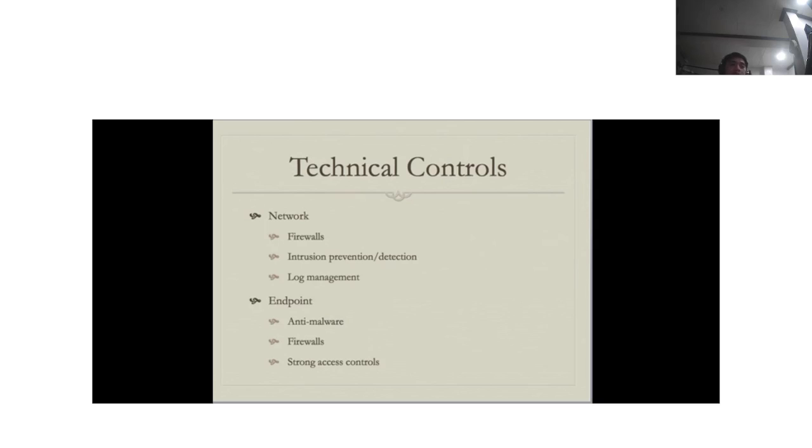So endpoint technical controls, these are in your computers. Your servers have, let's say, anti-malware, host-based firewalls, and strong access controls. And administrative controls include policy, which is a big part of your learning team project.